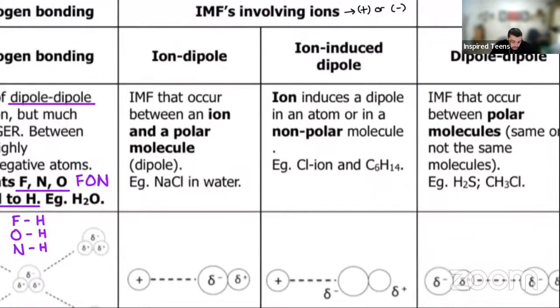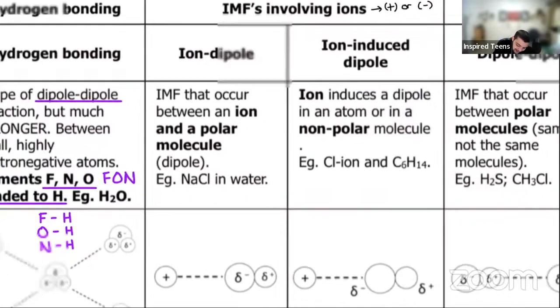Now we talk about ion-dipole. Remember, we learned that a dipole is a polar compound. So an ion-dipole is a type of intermolecular force that forms between an ion and a polar molecule. We don't call it ion-polar, it's an ion-dipole. It's self-explanatory: an ion and a dipole, as long as you know that a dipole is a polar molecule.